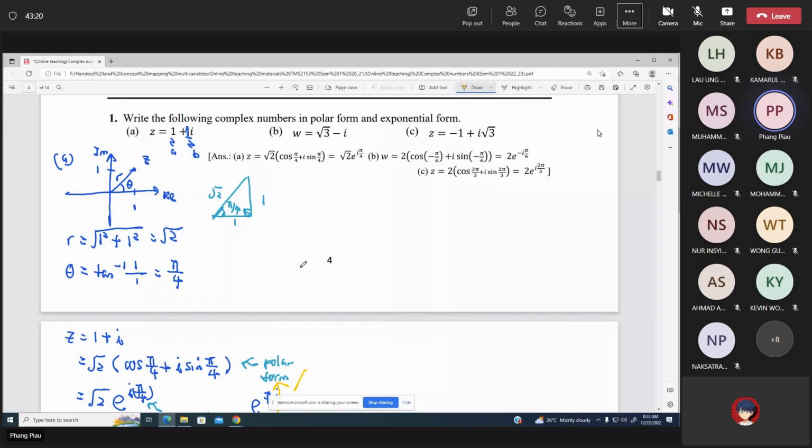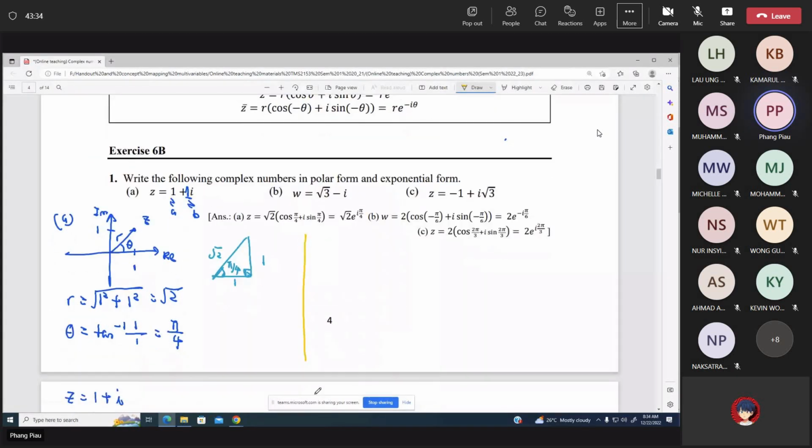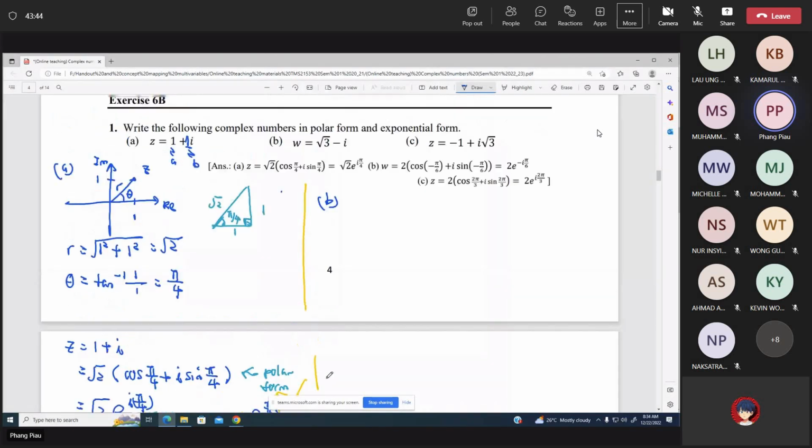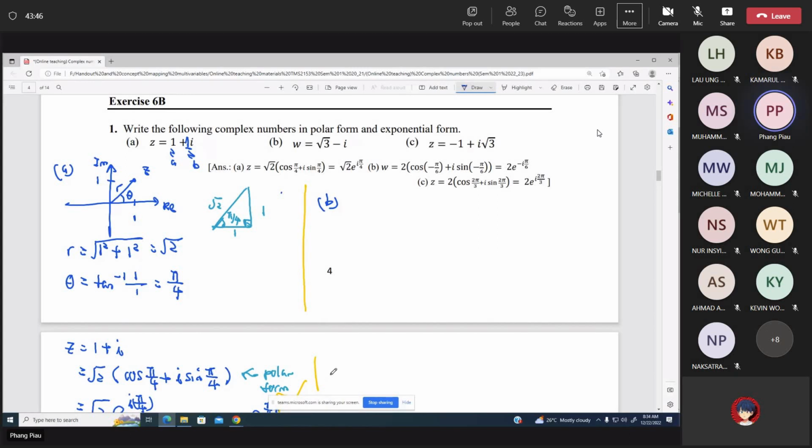We have the first quadrant, pretty straightforward. Then the second one is probably slightly challenging because they are not in the first quadrant anymore. So this one, number B. Any question on this side? Can I move on?